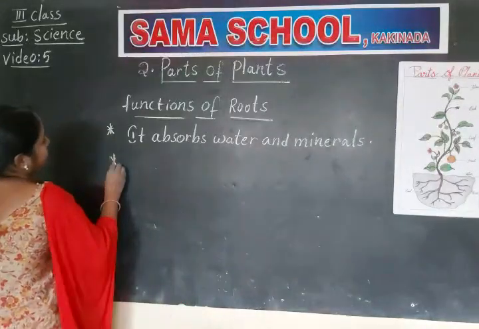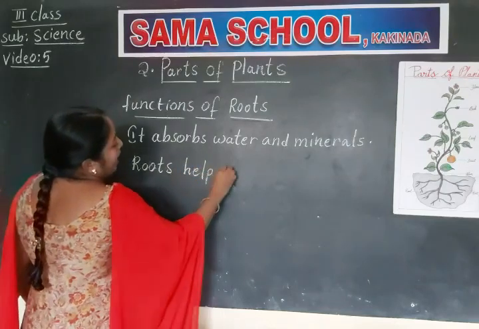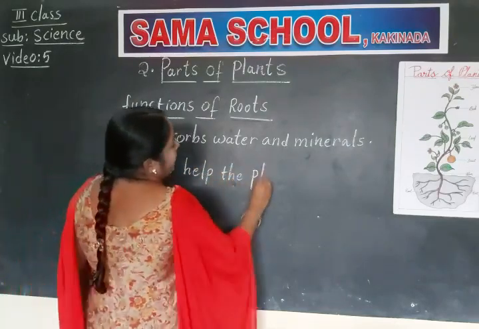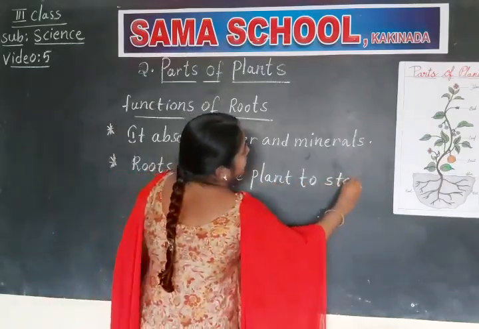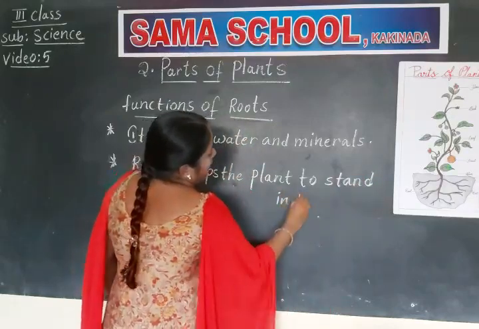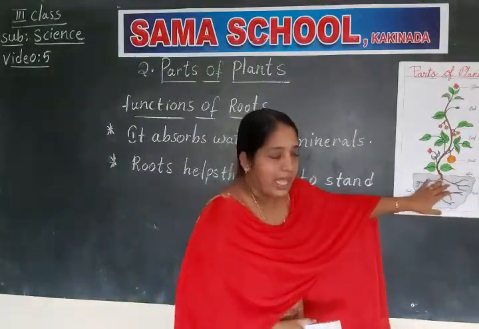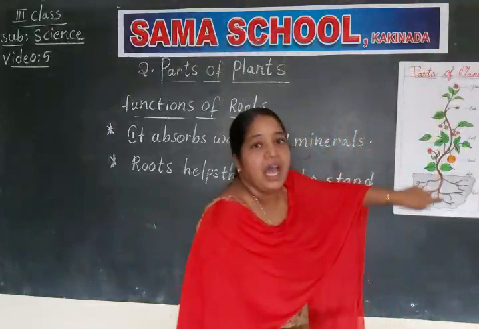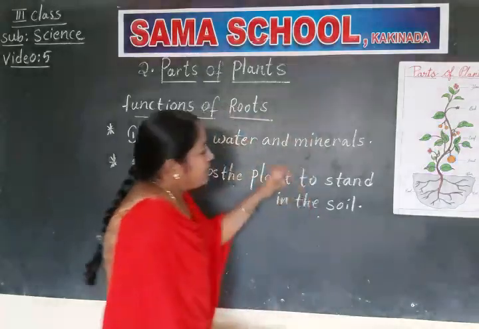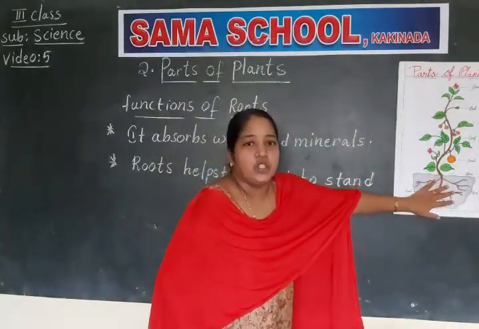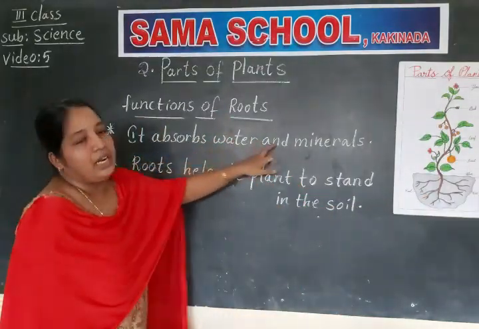And next one, roots help the plant to stand in the soil. With the help of roots, the plant stands in the soil, and these roots fix the plant very strongly in the soil. Clear, children? First one, it absorbs water and minerals from the soil.